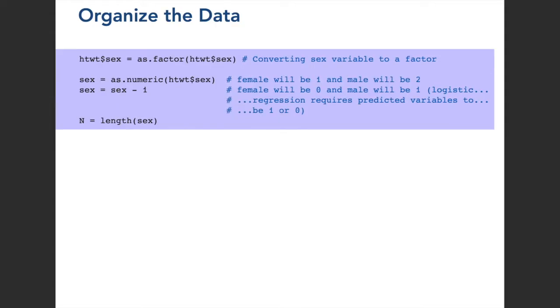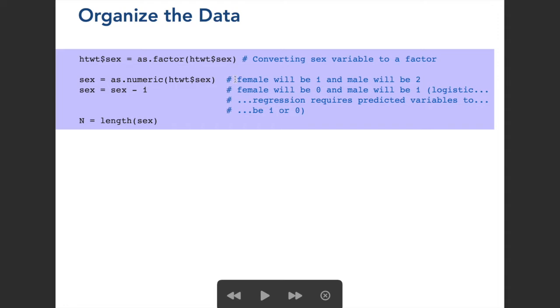So first we need to organize the data, just like we always need to do. Sex, we need to make that a factor. So here we're converting that to a factor, and then sex will be the number version of that factor. When we first do this, being female will be 1 and male will be 2. Remember, this is alphabetical. R is just going to assign numbers to each level in our categorical variables alphabetically, so that's going to make females 1 and males 2.